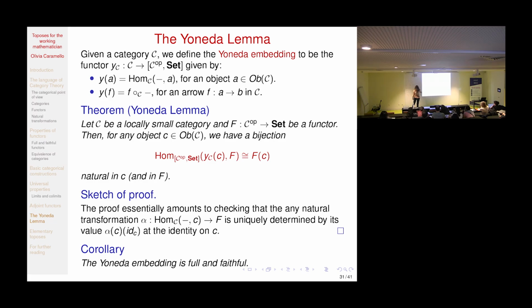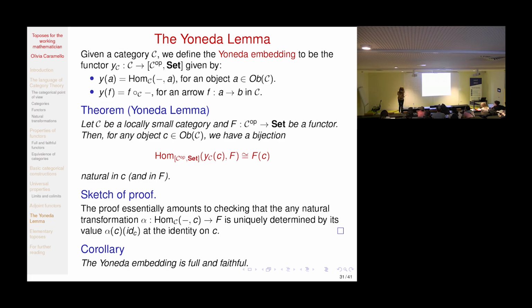Now, if you look at this equality, actually it tells you that the value of alpha D at F must be equal to that. I have no choice on how to define alpha at D once I have fixed the value of alpha C at the identity. This is the key argument for proving the Yoneda lemma. Then, of course, there are a few routine verifications to make, but this is the key idea.